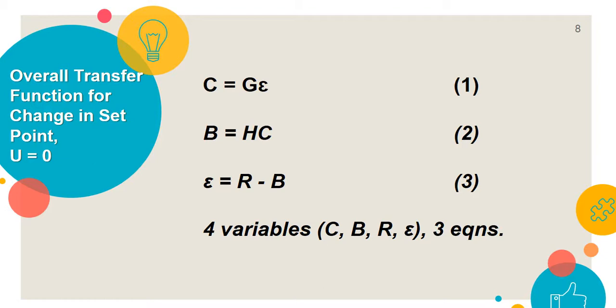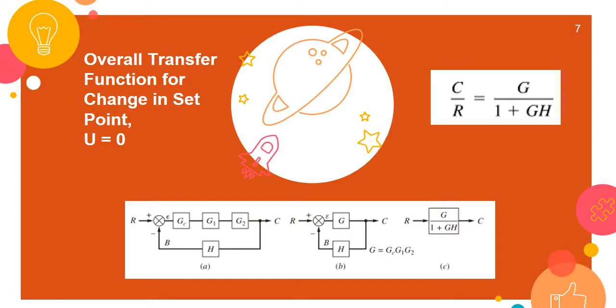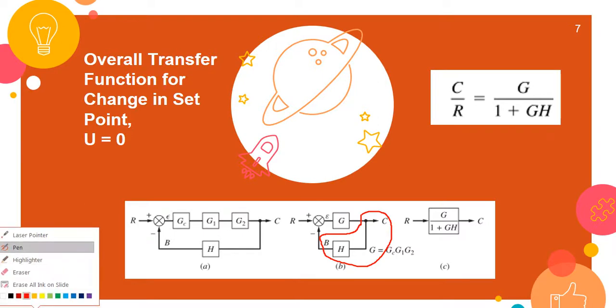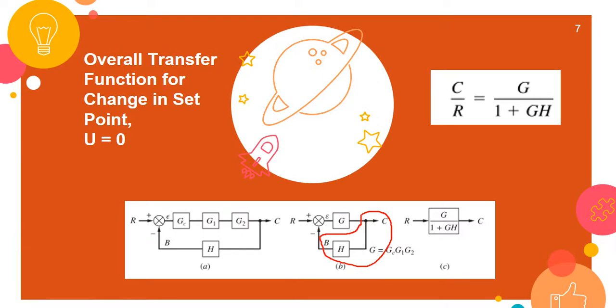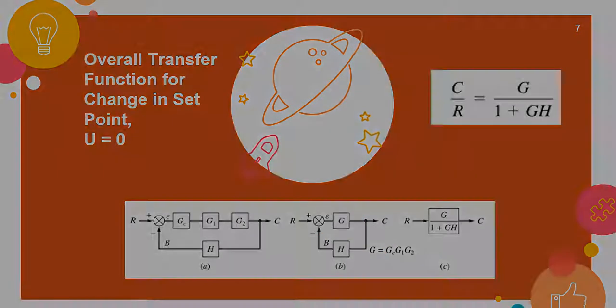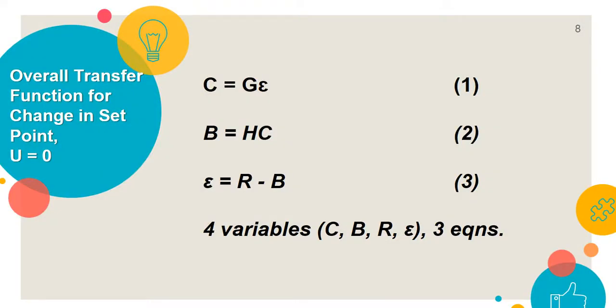This one is based on the reverse path. So I'd like to go back. In the reverse path, if you're going to look at this particular path in here, this one, that's your reverse path. Your output is B, your input is C, your transfer function is H. So, C times H is equal to B.